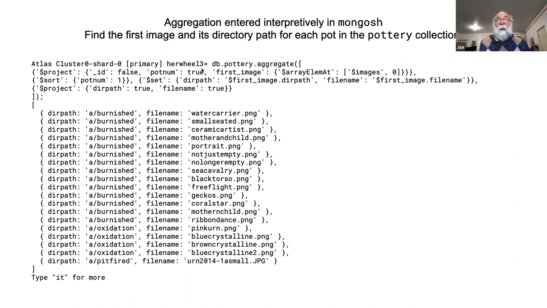So I want to set an arbitrary variable dirpath to the first image.dirpath and an arbitrary variable file name to the first image.file name field in each of these zeroth array entries that are returned to me, one for every pot in the collection. And then at the end, I want to project dirpath and file name, and that's all I want. And that's what I get.